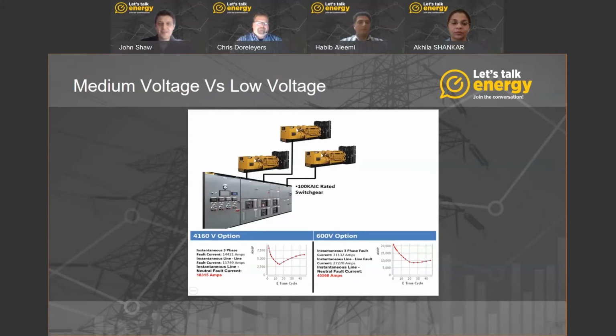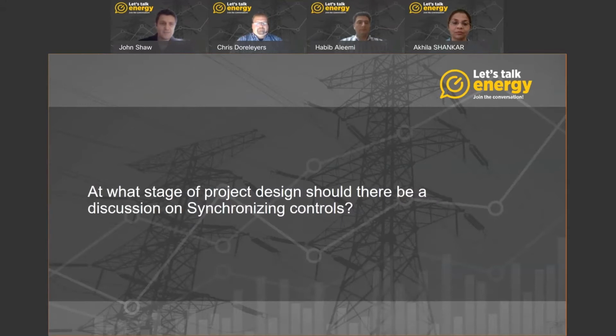Thanks, Chris. Okay, moving on to the project design. And I'll start with you again, Akhila, on this question. At what stage of project design should there be a discussion of synchronizing controls? John, ideally, this discussion on synchronizing controls should begin once the single line diagram is drawn up. It is the right time to talk about the preferred synchronizing control solution, meaning do they want the sync controls installed on the generator, or should it be part of the switchgear and PLC controls section separately?